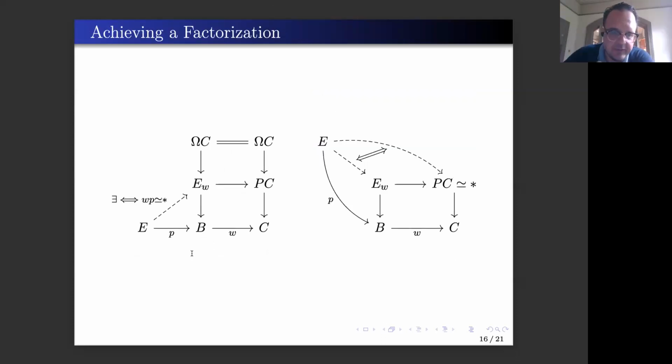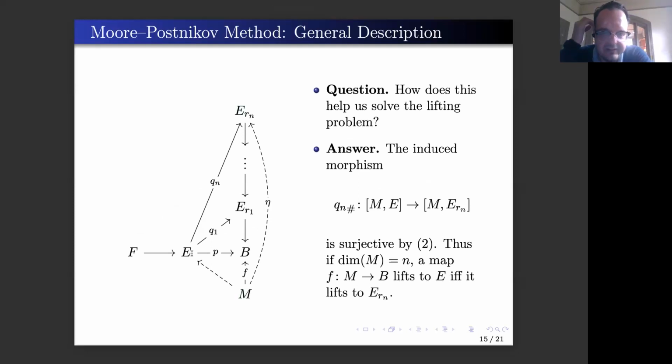Sorry, can I just ask a quick question about the last slide? Does this say that somehow you only have to check, say, at most n obstructions? Does it give you an upper bound on how many obstruction classes or something you might have to calculate?